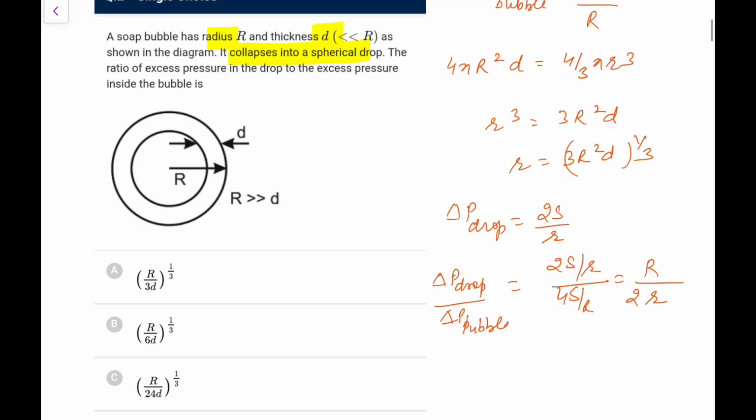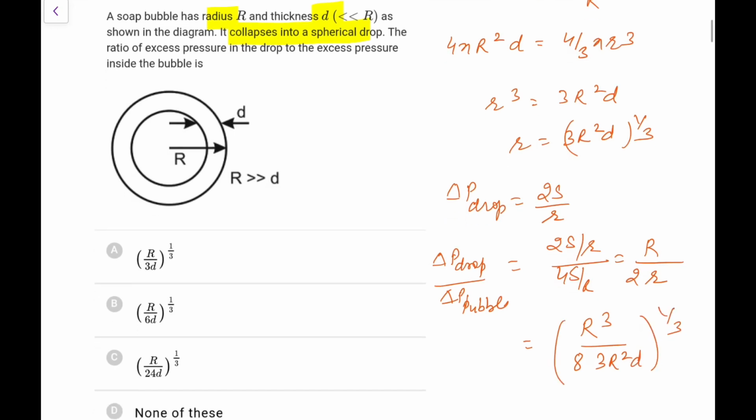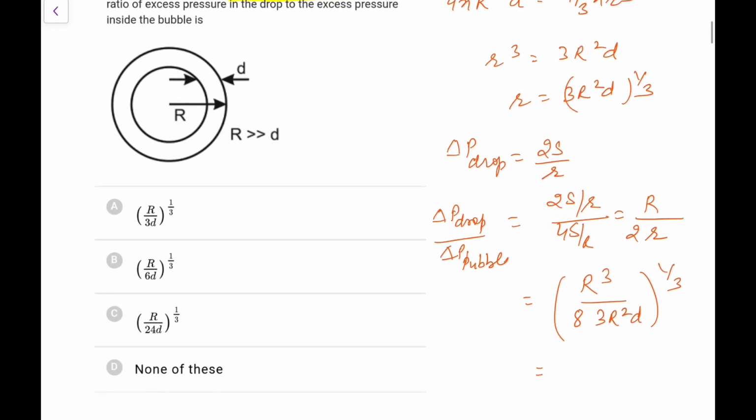And if I put it in, I can do r cube, 2 I can take it inside the cube, that would be 8, and r cube is 3R square d, and this whole to the power 1 by 3. So what you are left with is R upon 24d to the power 1 by 3. So not that tough if you can make out what it wants to say.